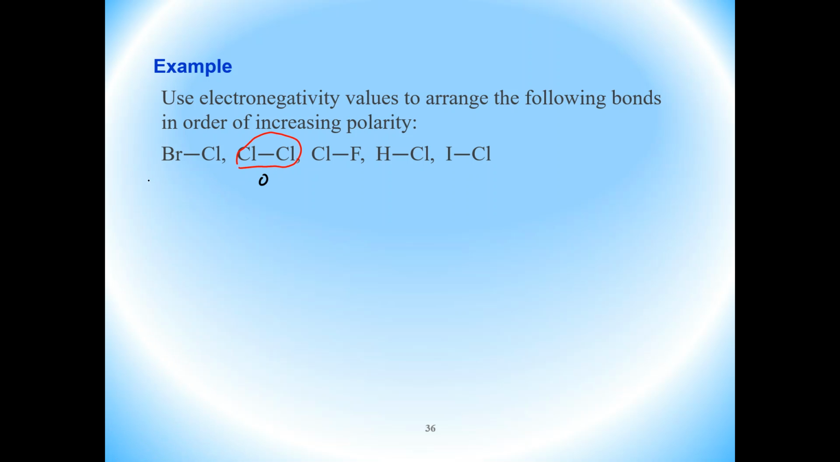Now, for bromine, I'm going to look up the value here on my copy of the table. Okay, so in the case of bromine, the value is 2.8. In the case of chlorine, it is 3.0. So the difference here would be 0.2. In the case of chlorine, it is 3.0. In the case of fluorine, it is 4.0. So the difference here is 1.0.